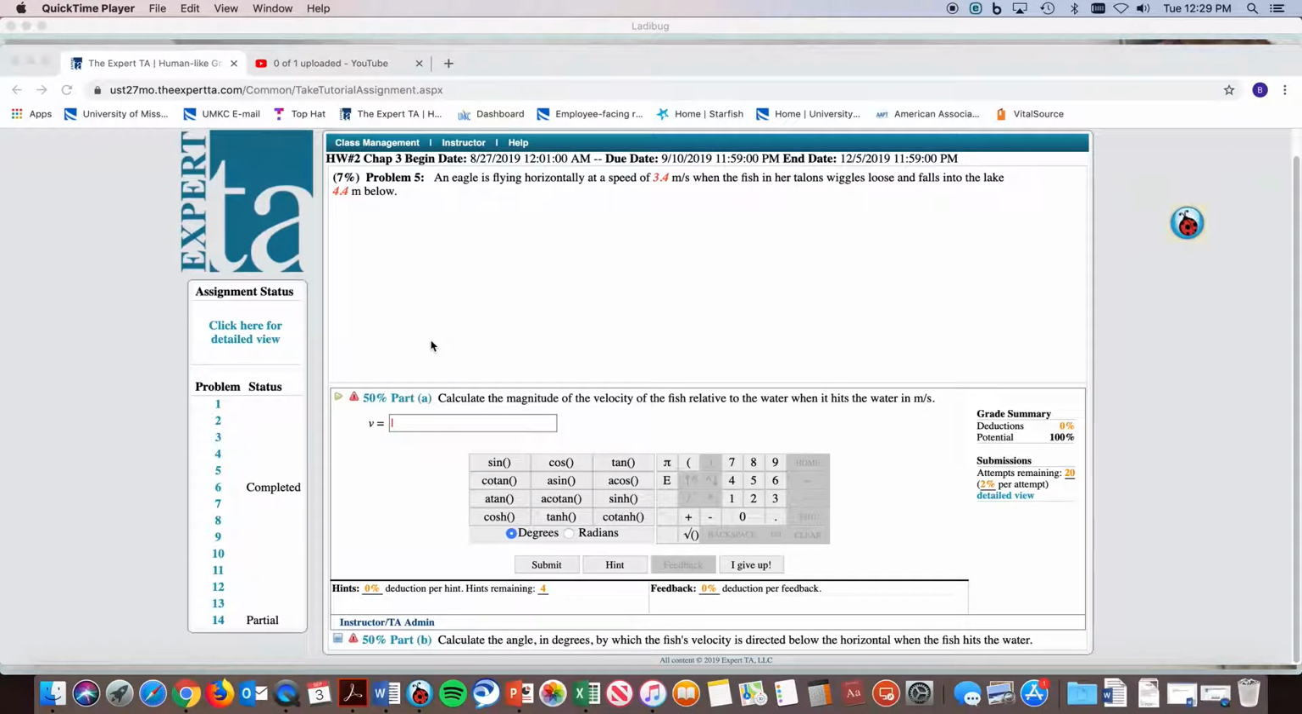All right, let's take a quick look at this. I've got an eagle flying 3.4 meters per second. A fish in its talons wiggles loose and falls to the lake 4.4 meters below. Again, calculate the magnitude of the velocity of the fish relative to the water when it hits the ground. So we've got to calculate its final velocity, and this is going back to the supplemental homework problem that I put into your notes.